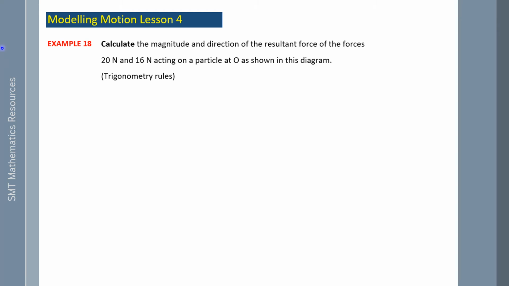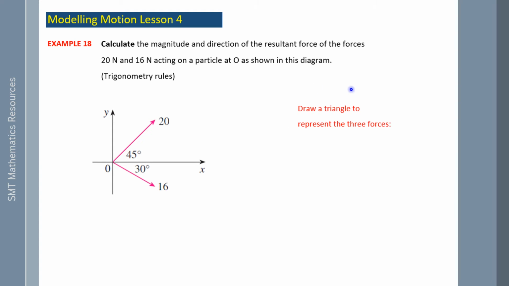Calculate the magnitude and direction of the resultant force of the forces 20 newtons and 16 newtons acting on a particle at O as shown in this diagram. We're going to apply trigonometric rules here to solve this one. So we have forces of 20 newtons and 16 newtons. So we're going to draw a triangle to represent the three forces. Well, the third force would be the resultant force.